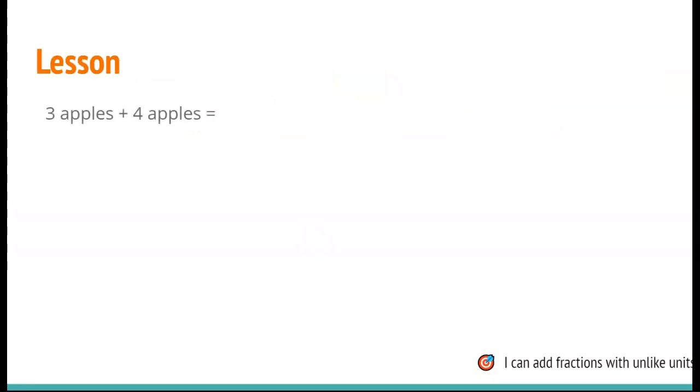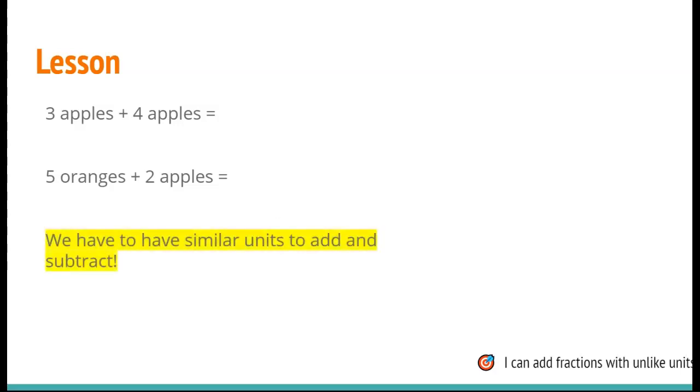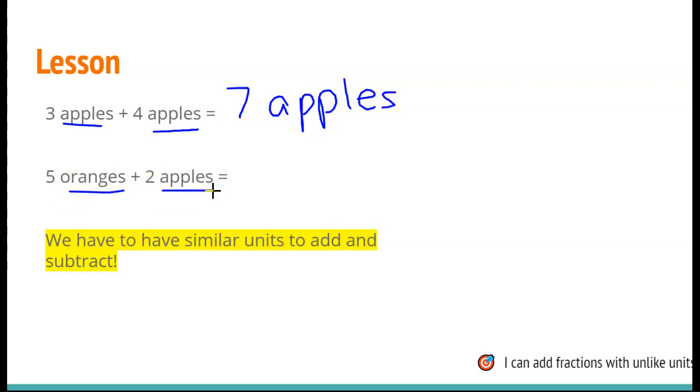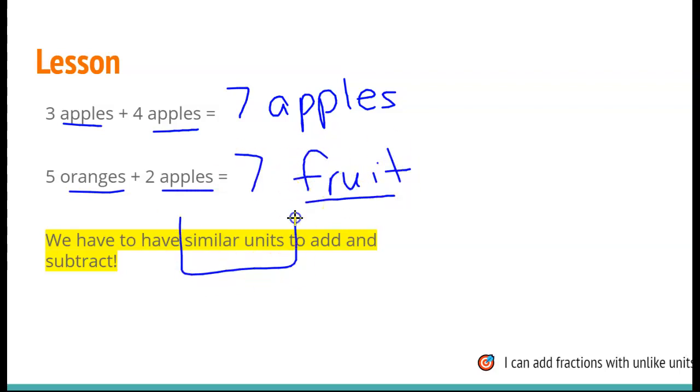So we know that if we have 3 apples plus 4 apples, we're going to say that it's 7 apples. But if I have 5 oranges plus 2 apples, I can't do that. I'm going to have to rename it as 7 fruit, right? Because we need to have similar units. In this first one, I'm adding apples and apples, so that's cool. I can go ahead and put that at 7 apples. But in this one with oranges and apples, I can't say it's 7 oranges because it's not. I can't say it's 7 apples because it's not. But I can say that it's 7 fruit because I'm renaming it as that similar unit.